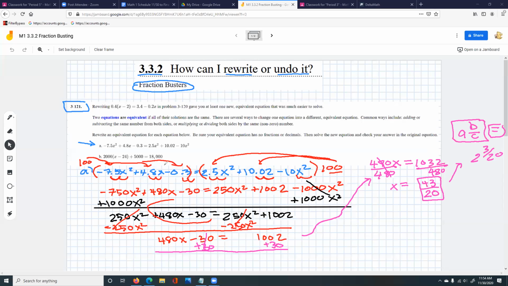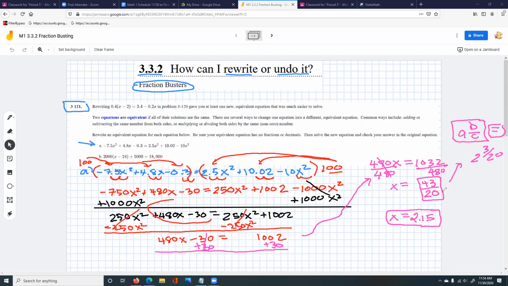But this problem actually started as a decimal. So actually we want to change the answer to a decimal. So I'm going to do 43 divided by 20 in my calculator. 43 divided by 20 is 2.15. So since the problem started with decimals, I want to end with decimals. So yeah, change it to a decimal.